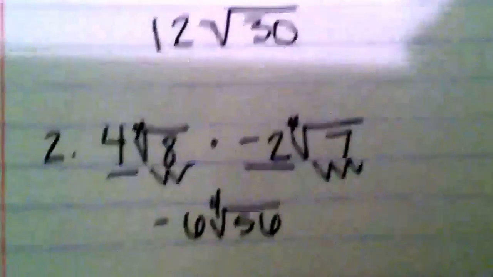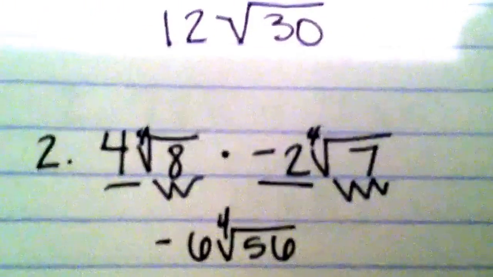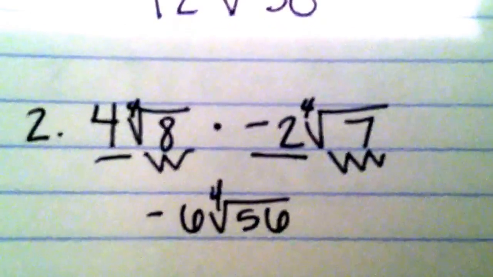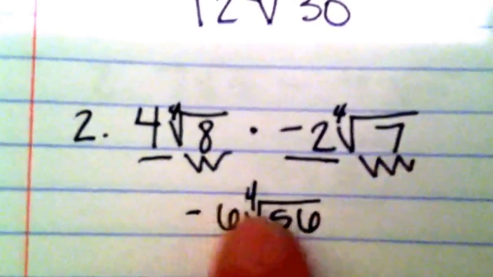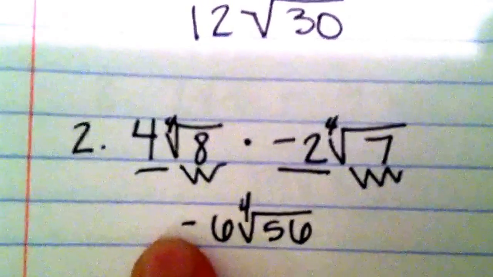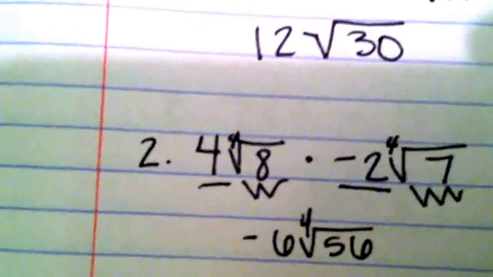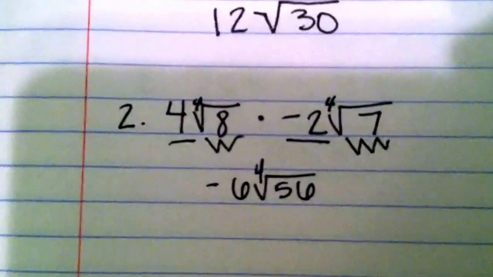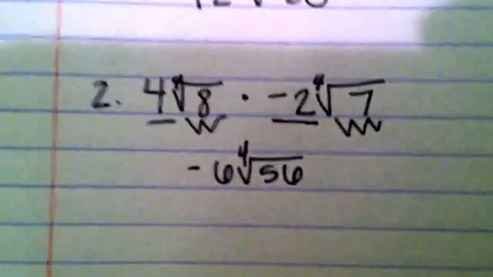And then for number 2, you would move down and multiply the coefficients and get negative 6. And then you'd multiply the radicands, giving you 56. Since we have the same index of 4, you just leave that there and don't do anything with it. So you would be left with negative 6 times the 4th root of 56. One mistake that you might make would be multiplying incorrectly and coming out with a completely wrong answer for your coefficient and your radicand.